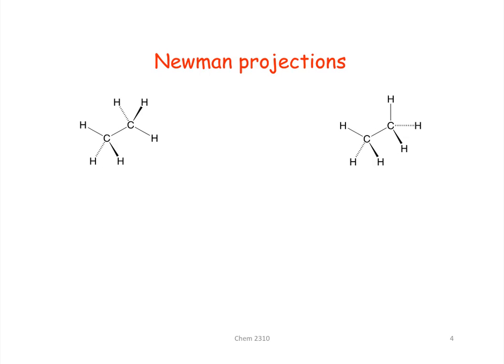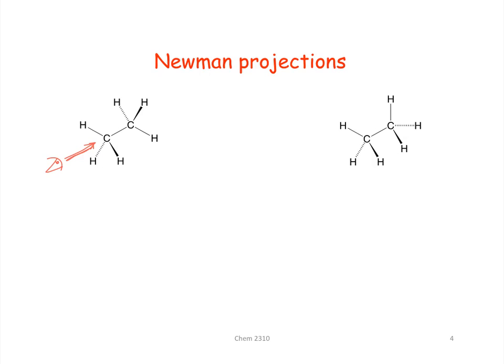Alright, so we're going to take these structures, which we could call perspective drawings, and we're going to turn them into the Newman projection. So the idea here is we are going to look at this molecule right along the axis of the carbon-carbon bond. So we're going to bend our face down here, we're going to put our eyeball right there, and we're going to look right along that bond.